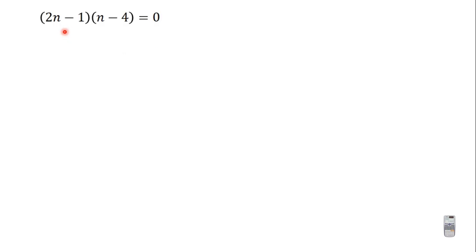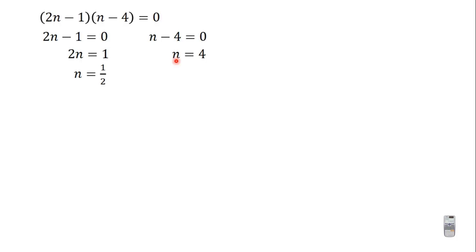We need to find n. So you equate the first bracket to 0. So 2n minus 1 is equal to 0. 2n will give us 1. You divide both sides by 2 and n will give us 1 divided by 2. Then you equate the second bracket to 0. So you have n minus 4 is equal to 0. So n is equal to 4. So we have found n is equal to 1 divided by 2 and n is equal to 4.